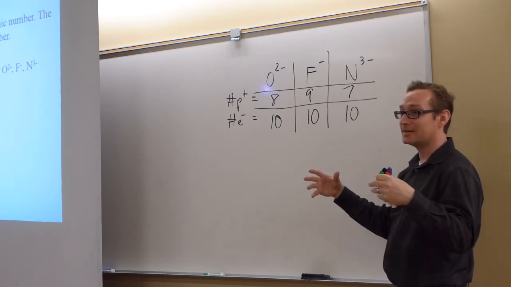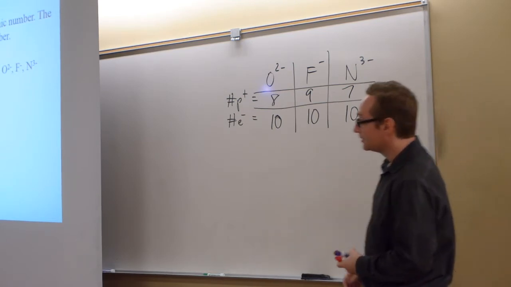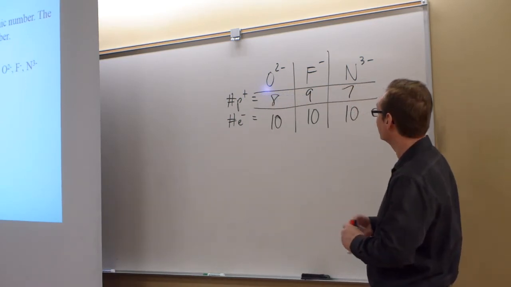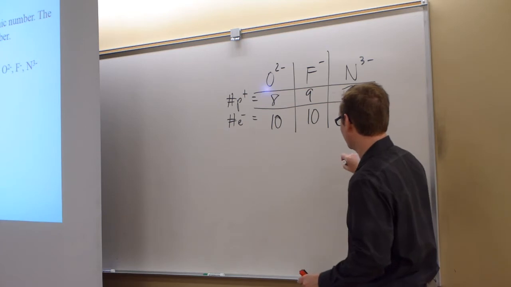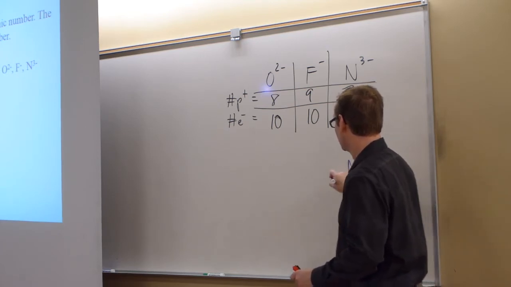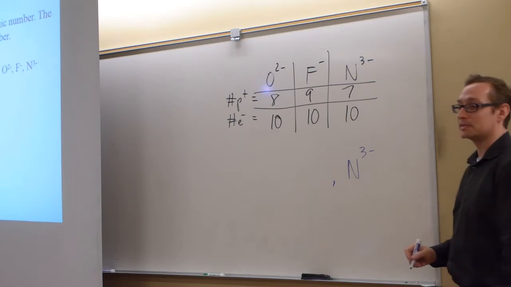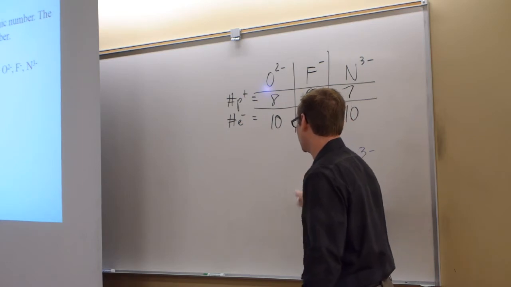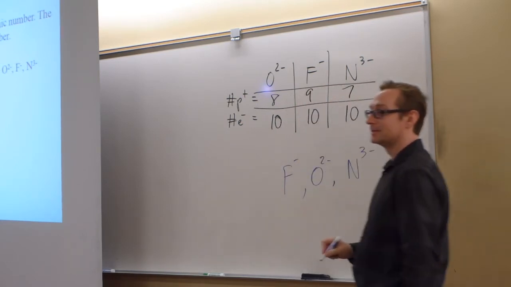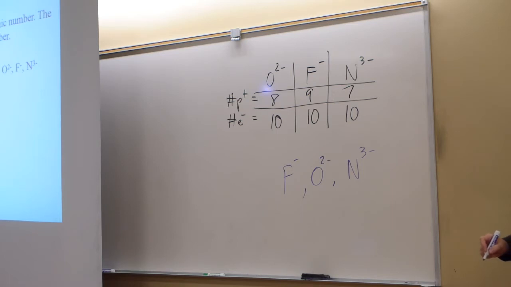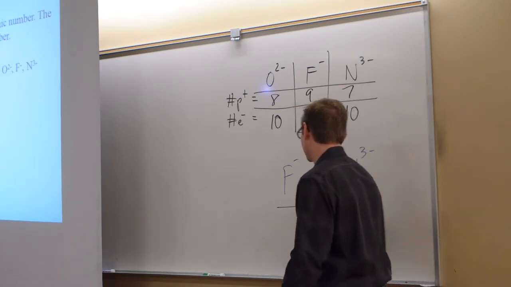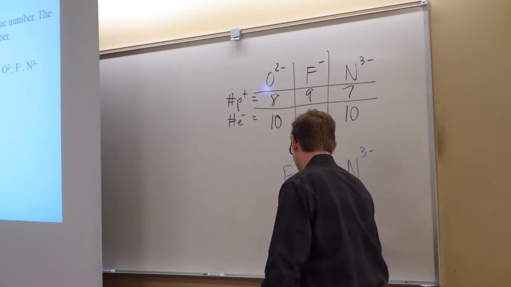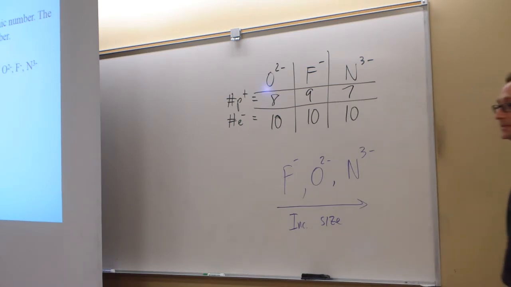All right, Coulomb's law. Opposites attract. Okay? So arranging this in order of increasing size, it turns out that nitride is going to be the biggest, followed by, which one is the second smallest? Oxygen, right? And then the fluorine, which will be the smallest. So this will be in order of increasing size.